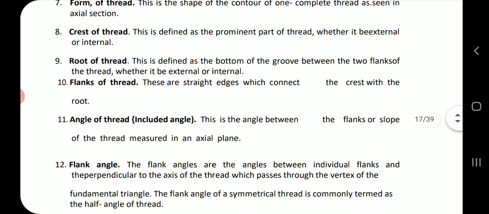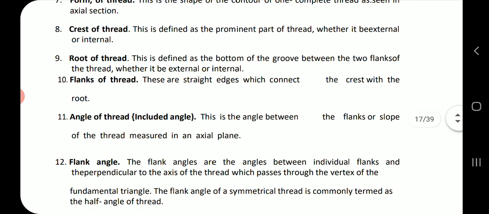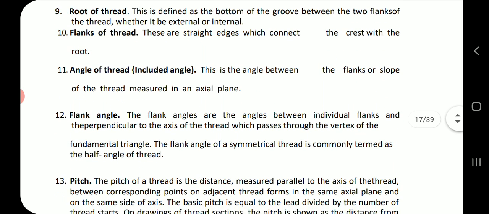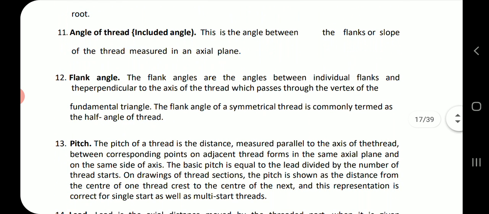Angle of thread. Included angle. This is the angle between the flanks or slope of the thread measured in an axial plane. Flank angle. The flank angles are the angles between individual flanks and the perpendicular to the axis of the thread which passes through the vertex of the fundamental triangle. The flank angle of a symmetrical thread is commonly termed as the half angle of thread.